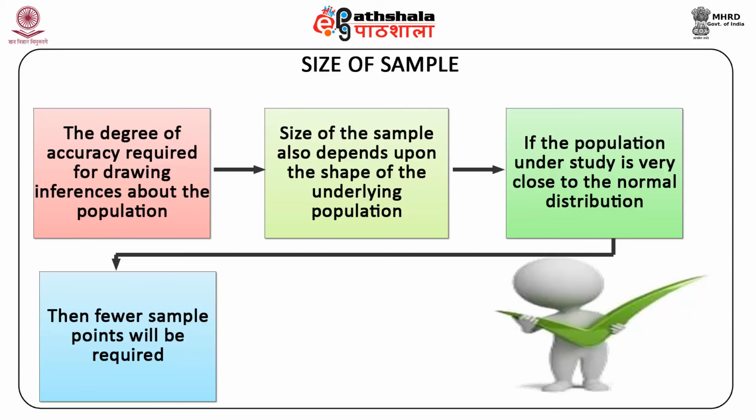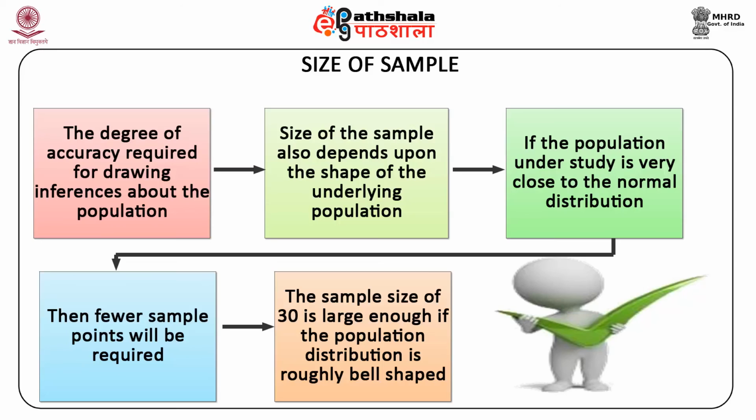By and large, statisticians believe that a sample size of 30 is large enough if the population distribution is roughly bell-shaped. But if the population distribution is highly skewed or has multiple peaks, then the sample size would be much larger, and how much larger will again depend upon the accuracy required in the results.